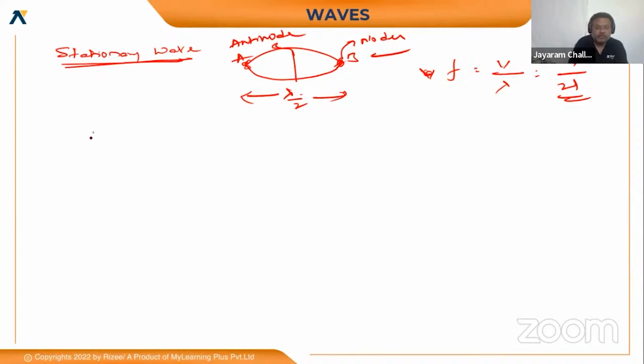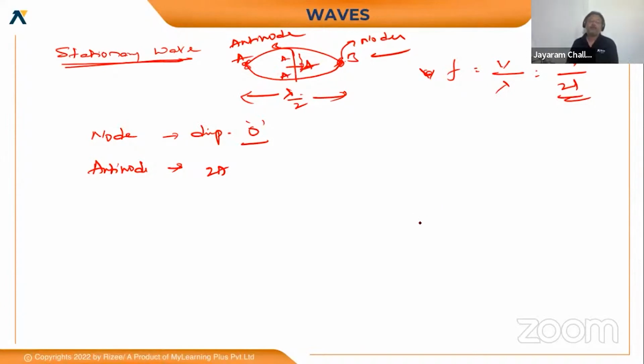And what are these nodes? Nodes are the locations where the displacement is zero. When the displacement is zero, that is a node, it is zero there. At the antinode, it will be 2A, where each wave has amplitude A. Coming to the antinodes, there is maximum displacement. Maximum displacements.